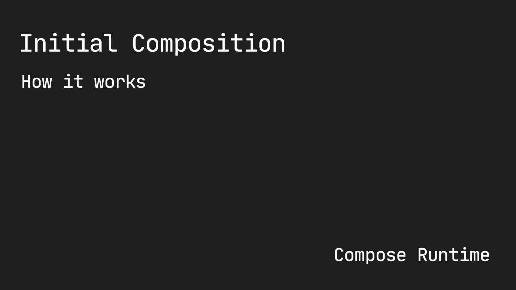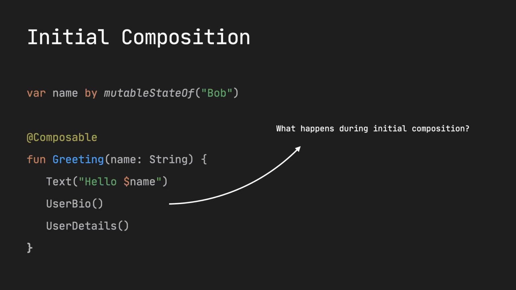In this video, we're going to look at what happens underneath the hood during initial composition. So far, we've looked at the basic operations of the slot table, but how do they come into play during initial composition? So let's start with an example. Here's a simple example of a composable method that takes in a string value and displays it. It also calls other composable methods. So what's happening underneath the hood as this is executing?